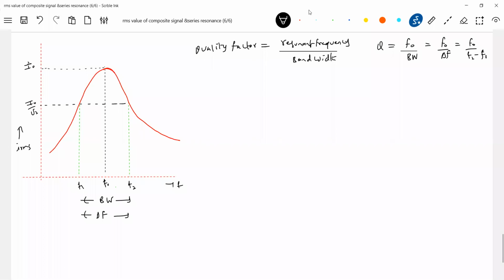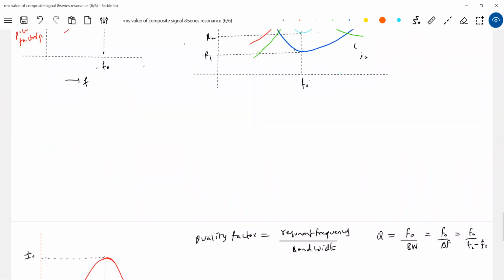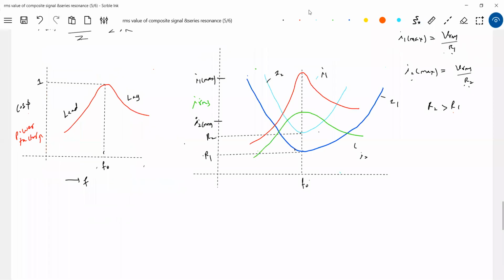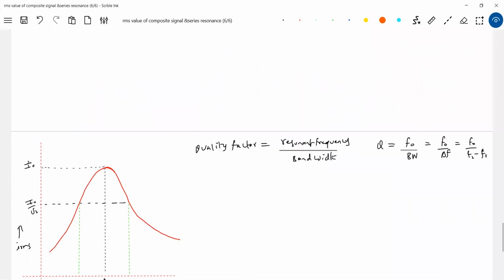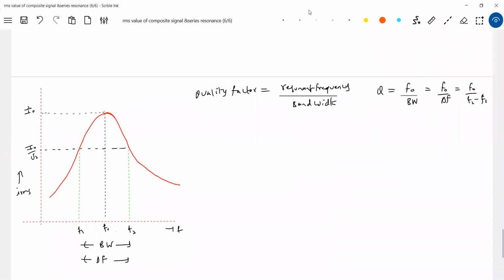So now you can see the sharpness here. If the bandwidth is less for a given resonant frequency, then Q will be more, then sharpness will be more, no? You try to see this. As the bandwidth increases, the sharpness of the resonance curve will decrease here. Therefore, the quality factor we define as the resonant frequency by the bandwidth. First of all, you have to ask the question, sir, what is the quality factor? It's a measure of how sharp the resonance curve is.